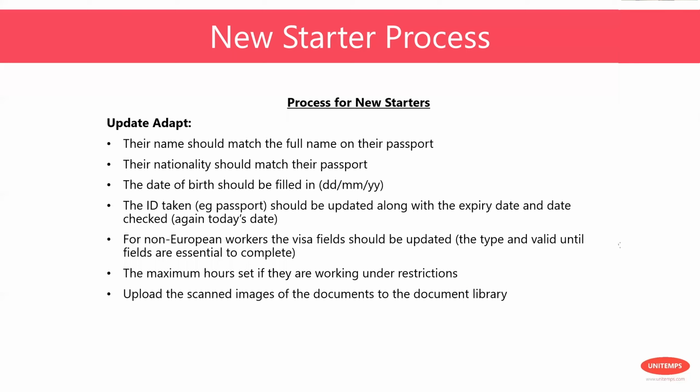Cool. So the third part, which is really important to make sure gets done promptly, is updating their record in ADAPT. So we're going to need to record their full name, so their name that's on their passport, to make sure that's right. Record their nationality. We're going to need to record their date of birth. We're going to need to record the type of ID we've seen, and if they're working under a visa, we need to record the type of visa it is. And then certain types of visas can have maximum hour restrictions, and we'll need to record that. And then finally, we need to upload the actual documents as they are our legal proof of right to work.